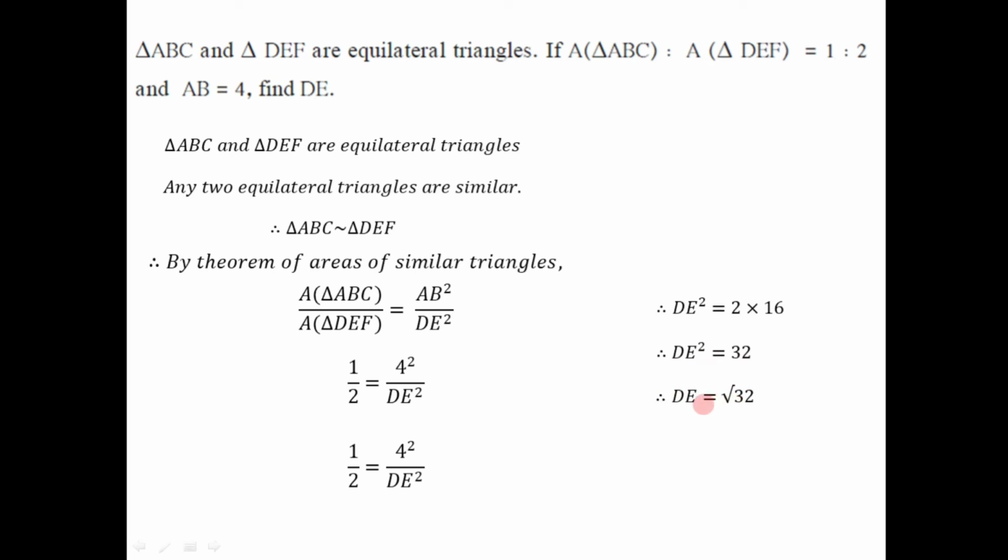If we take the square root on both sides, we get DE is equal to under root 32. We can further simplify root 32 by splitting it as under root 16 into 2, where 16 is the perfect square of 4. So if we take 16 outside the square root sign, we take its square root, that is 4 root 2. So this is the length of segment DE.